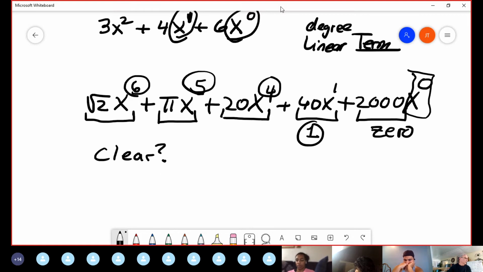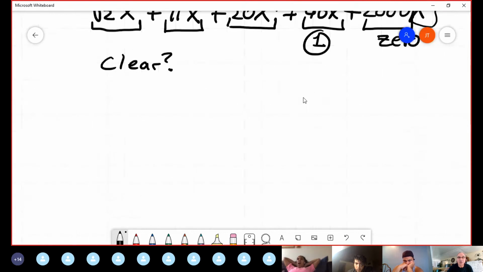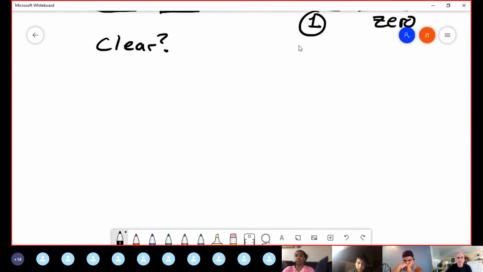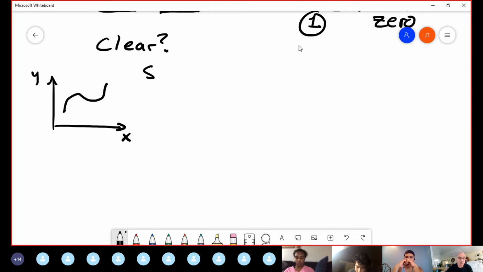Let's go to the most complicated part. Let's go to the graph. What does the graph of a polynomial function look like? A polynomial graph is a smooth curve, like that. Wow, smooth curve. Because it's smooth, it's continuous. I want to explain what continuous means.